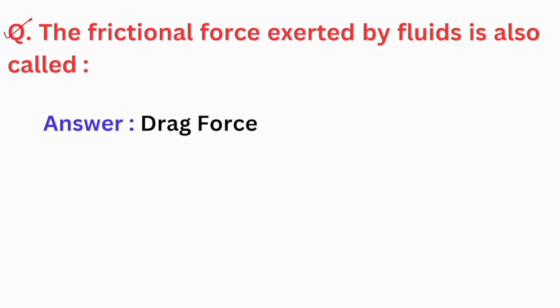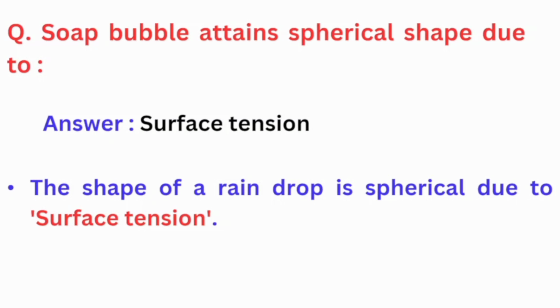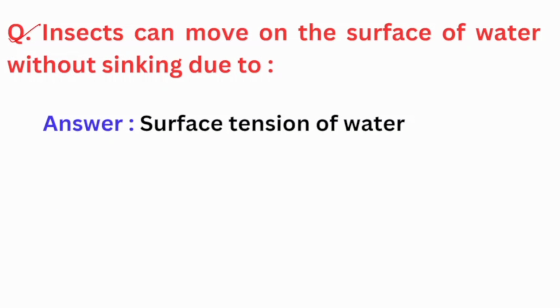Next is the frictional force exerted by fluids is also called drag force. Okay, next is soap bubble attains spherical shape due to surface tension. Due to surface tension, soap bubble attains a spherical shape, and also the shape of a raindrop is spherical due to surface tension. Okay, insects can move on the surface of water without sinking due to surface tension of water.